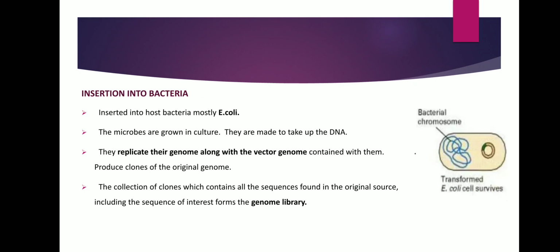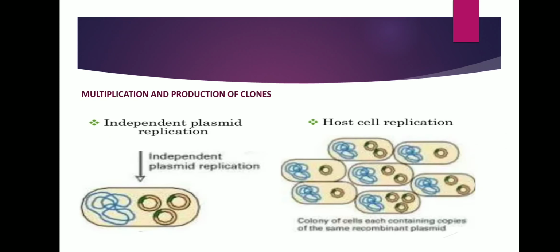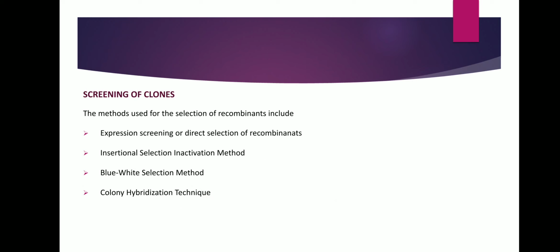Insertion into bacteria. The recombinants are inserted into host bacteria, which is mostly E. coli. The microbes are grown in culture. They are made to take up the DNA. They replicate their genome along with the vector genome contained within them and produce clones of the original genome. The collection of clones, which contains all the sequences found in the original source, including the sequence of interest, forms the genomic library. Multiplication and production of clones occur through independent plasmid replication and host cell replication.